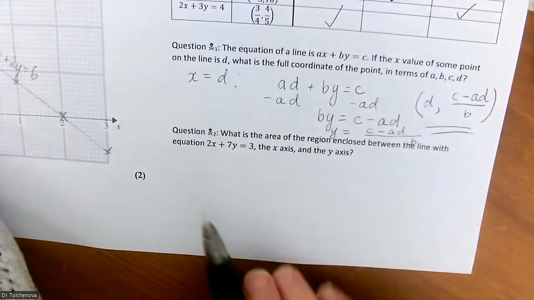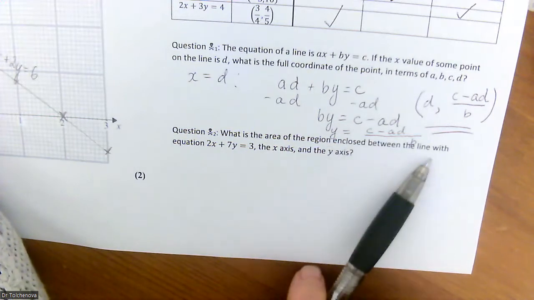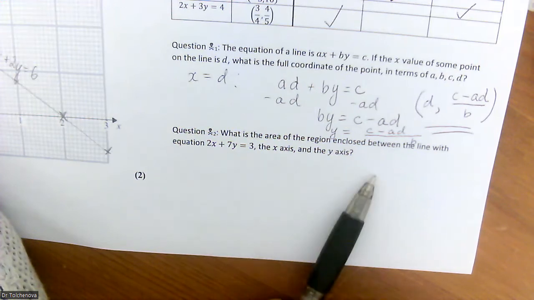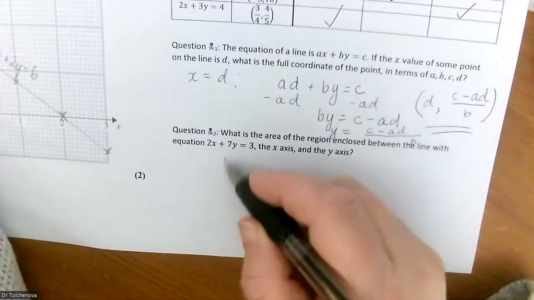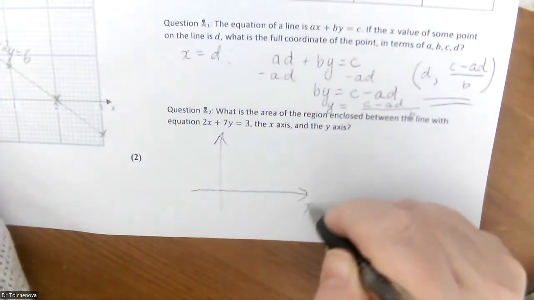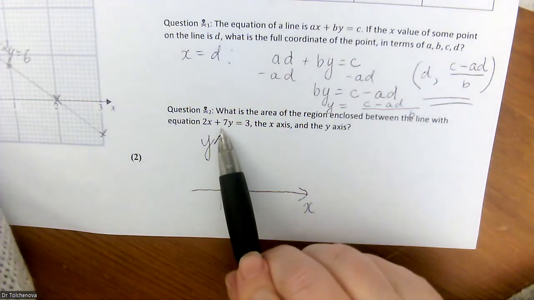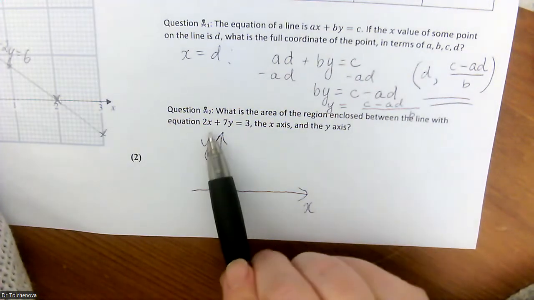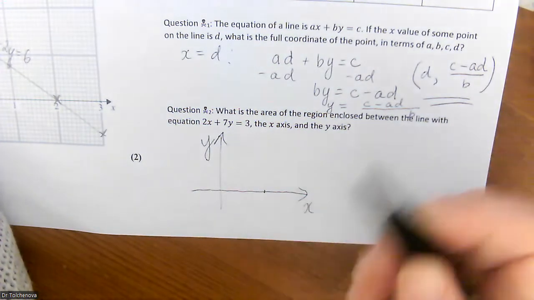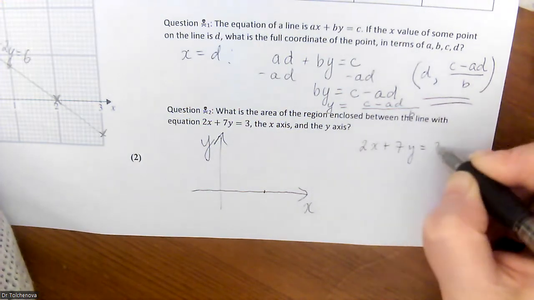Let's do the next killer question. What is the area of the region enclosed between the line with the equation 2x plus 7y equals 3, the x-axis and the y-axis, all right? So let's just simply think about this, okay? If that is the x-axis, that is the y-axis, and let's sketch this line 2x plus 7y equals 3.